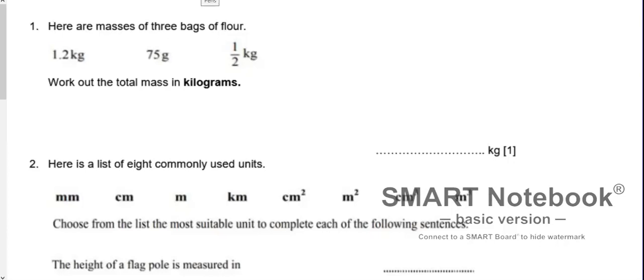So there we go. We have the first question. The first question says, here are the masses. We are given the masses of 3 bags. One is in kilograms, another one is in grams, another one is in kilograms. So work out the total mass in kilograms. So what I'm going to do is convert the mass which is in grams and make it into kilograms.